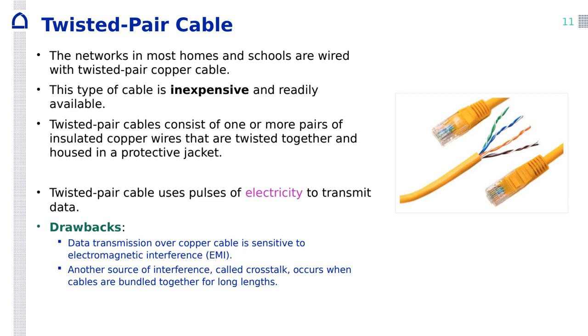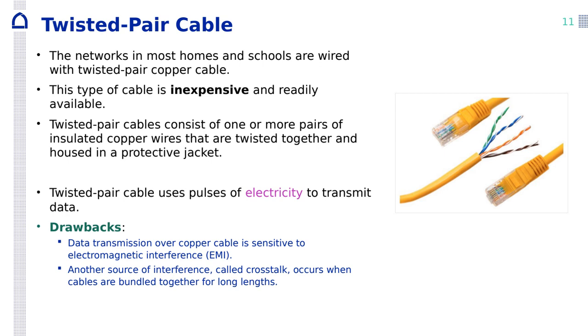Twisted pair cable looks like this one. Please have a look at this image. Networks in most homes and schools are wired with twisted pair cables. They are inexpensive, cheap. They consist of one or more pairs of insulated copper wires that are twisted together. And they are housed in a protective jacket للحماية. And they use pulses of electricity to transmit data.